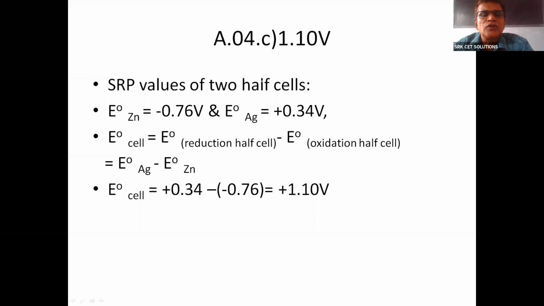So SRP values of the two half cells are given here. The difference: SRP of the reducing half cell minus SRP of the oxidation half cell. This rule is applicable to all the cases commonly. So that comes to a positive value, that is cell potential.